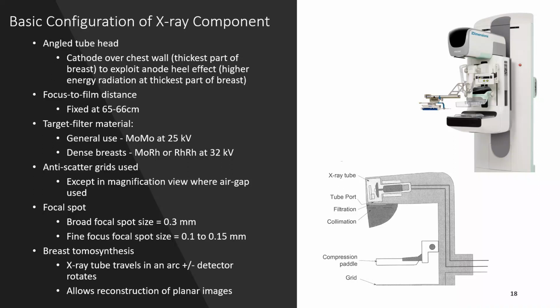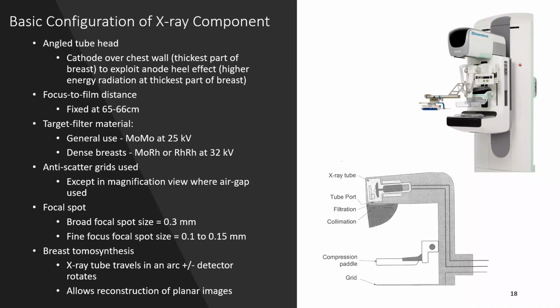As we all know, the remnant radiation is made up of both scatter and photoelectric effect energies. And we'd like to get rid of the scatter energy because they provide no useful information. So we also use an anti-scatter grid in our mammographic system.